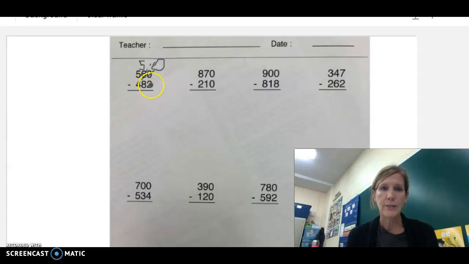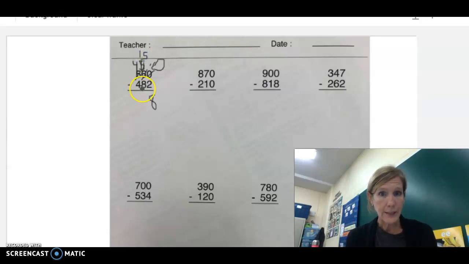Sorry, that 0 got away from me. Okay, ready? 10 minus 2 would be 8. Now I have 5 minus 8. Can I take 8 away from 5? Nope. So I have to go next door and borrow. I'm going to go to the hundreds. 5 will become 4, and this 5 will become 15. I'm going to add 10 tens. So I already had 5, but now I'm going to have 15.